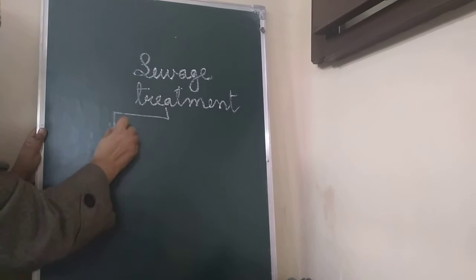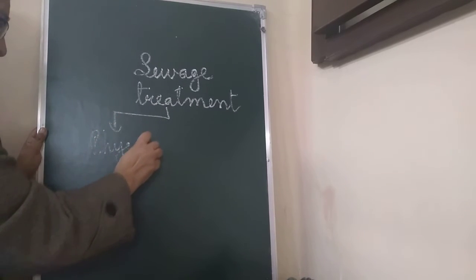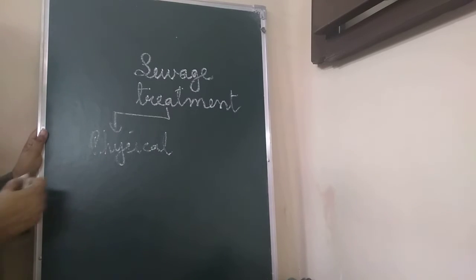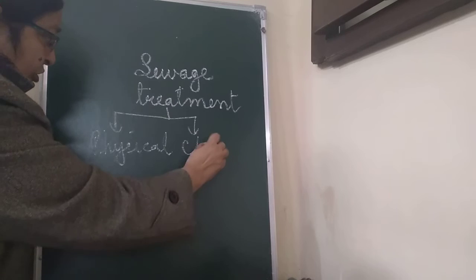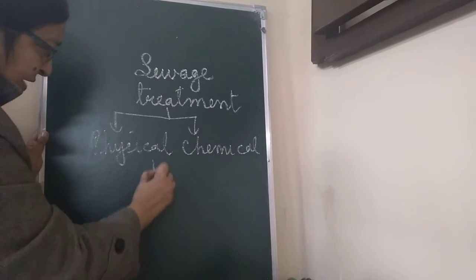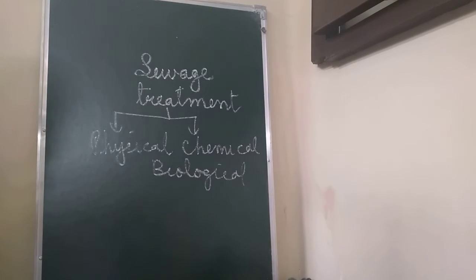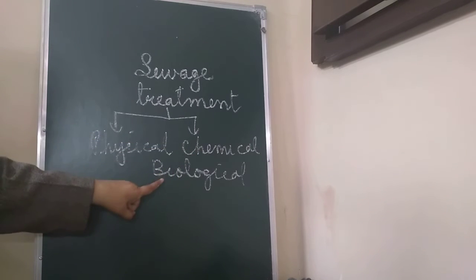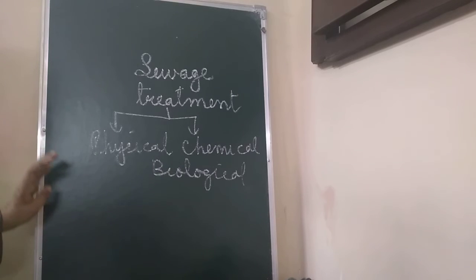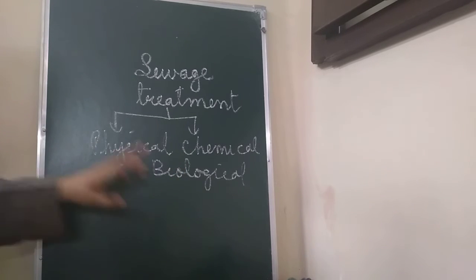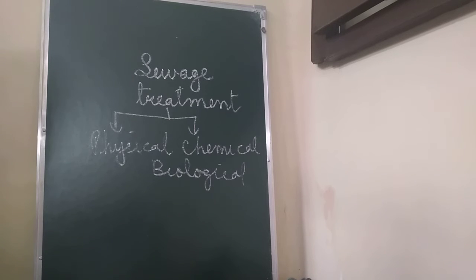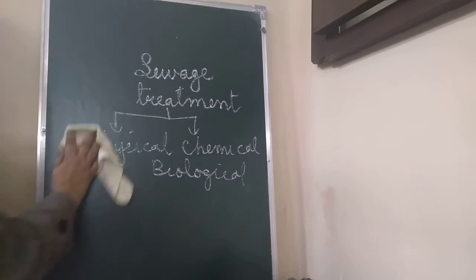What does it involve, children? It involves physical, chemical and biological processes that remove the physical, chemical and biological contaminants present in wastewater, children. Now, wastewater treatment plant.